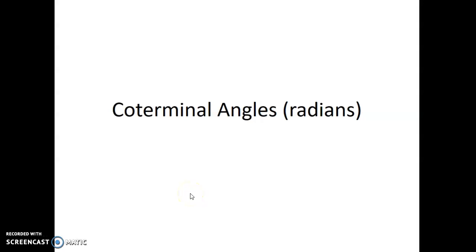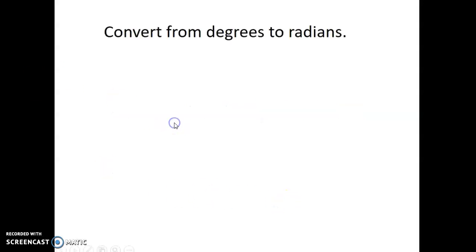Today in college algebra, we're going to continue looking at coterminal angles, this time in terms of radians versus degrees. Yesterday we saw how coterminal angles were found by either adding or subtracting 360 degrees, so this time we have to do it with radians. The tricky part is we have to figure out what radian is equal to 360. So we're going to convert 360 degrees to radians.